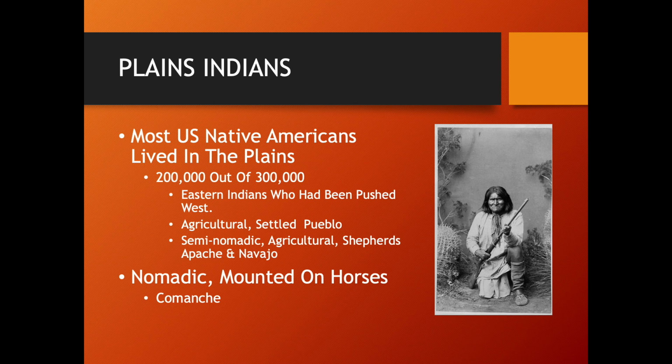Now, most Native Americans at this time, following the Civil War, lived on the plains, about two thirds of them. Some of them were from the east, and they had been pushed west as Americans began moving further and further west. Others lived there already. They were like the Pueblo Indians out in the Four Corners region, or maybe semi-nomadic, like the Apache and the Navajo, who also were shepherds. And then, of course, the ones we're more familiar with were the ones on horse, like the Comanche and the Dakota Sioux.